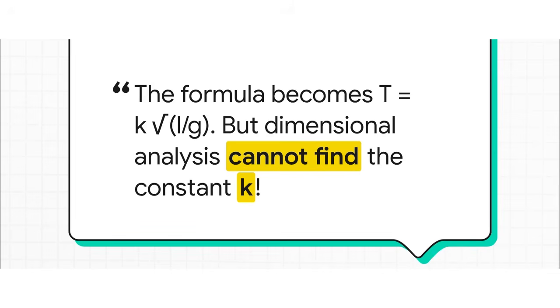But, and listen up, this is a very important limitation you need to remember. Dimensional analysis cannot, I repeat, cannot tell you the value of that constant k. Why? Because k is just a number without any dimensions. We only know from experiments that k is actually 2 pi. So, this method is powerful, for sure, but it has its limits.